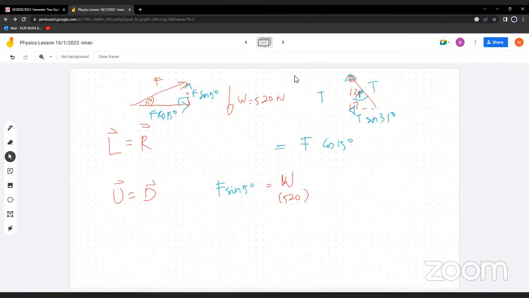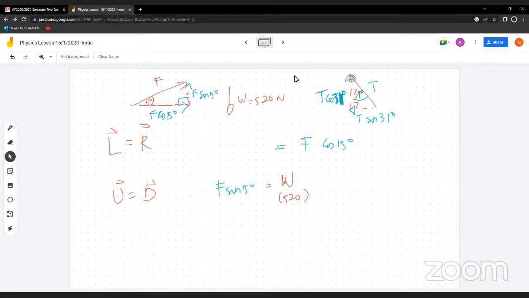Okay. The one going up is T cosine, right? Because the other one is sine, the other one must be cosine. So you have to get the sine correctly. I feel the sine is the easier one, right? The one in front of the angle. So where do I put T sine 31?